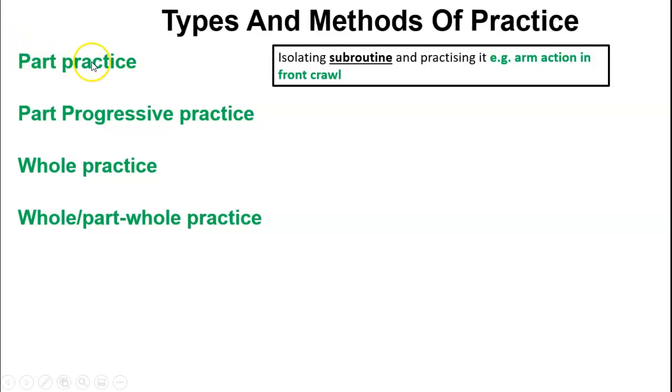The key thing here, to get the mark on this descriptor when you're given the characteristics, is that you've got to translate part into subroutine: isolating a subroutine and practicing it. Okay, that's our first one.